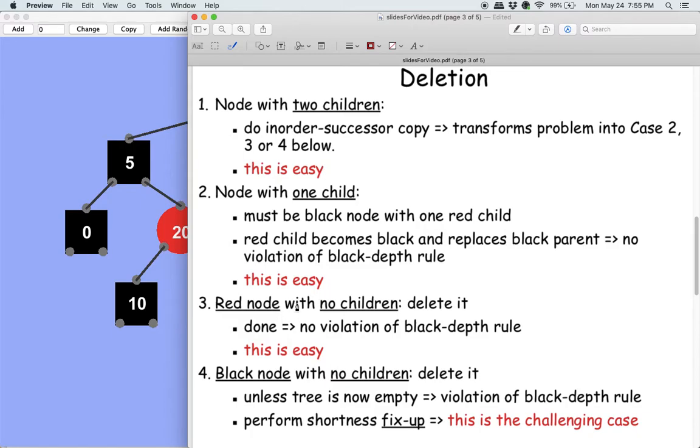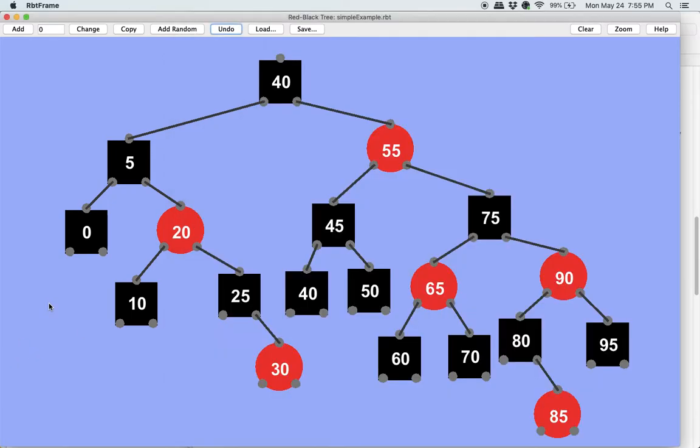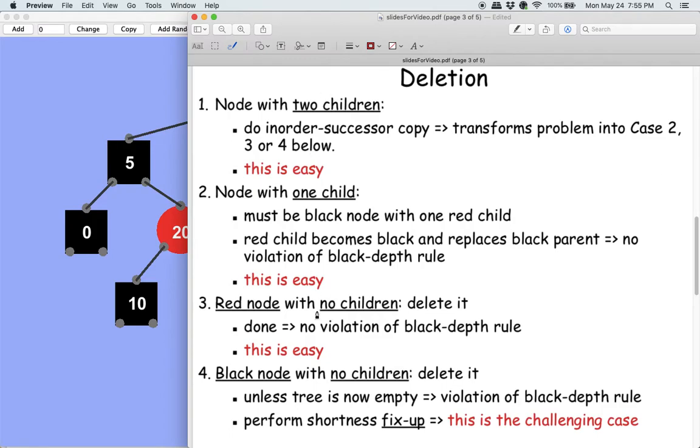If I have no children, then it depends on whether it's a red node or a black node. If I'm deleting a red node, I can simply delete it and I'm done. So let's say the 30. I want to delete the 30 from this tree. I will compare the 30 to the 40 to the 5 to the 20. I will eventually find it. I will see it has no children, and I can just go ahead and delete it, and I am done. Okay, so cases 1, 2, and 3 are pretty straightforward.